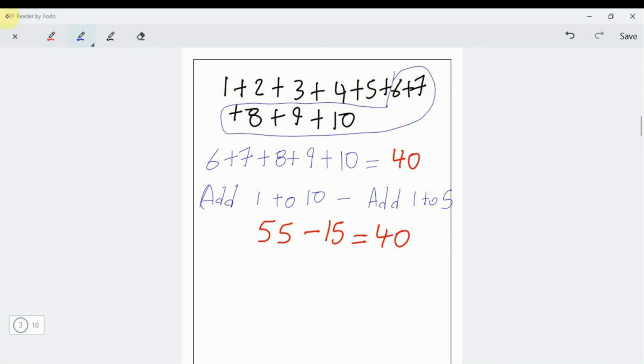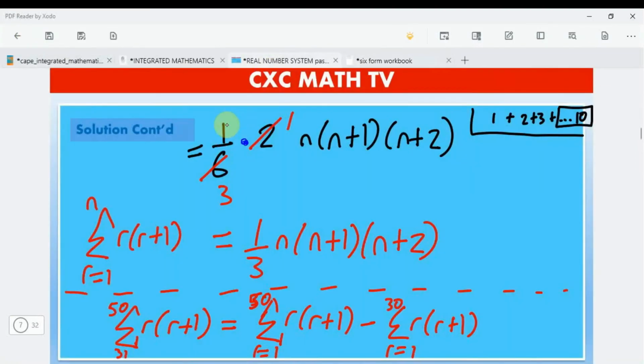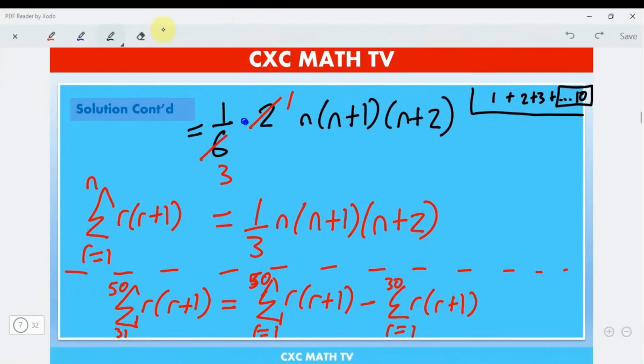Wow. So notice adding from 6 to 10, we could add the whole thing and then subtract adding from 1 to 5. In other words, in the same way, to find the sum from 31 to 50, we can now say it's the sum from 1 to 50 minus the sum from 1 to 30. That's all we're saying, right? So since that's all we're saying, the sum from 1 to 50 minus the sum from 1 to 30. Why did we do that? We do that so now we can apply the formula above.